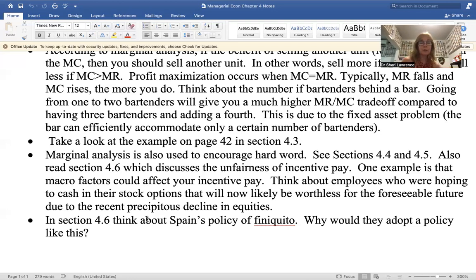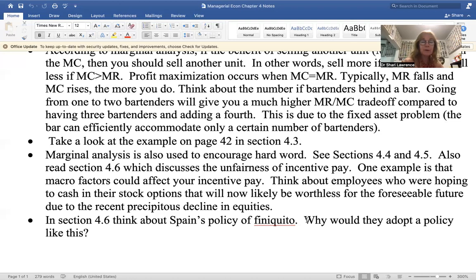In section 4.6, they talk about Spain. Spain has a policy called finiquito. This is really crazy. When you think about it, why would they adopt such a policy? Well, first let me explain what it is. Basically, and Mexico has a similar policy, but in Spain, if you fire a worker, you have to pay them 1.5 months of salary for every year that they've worked.